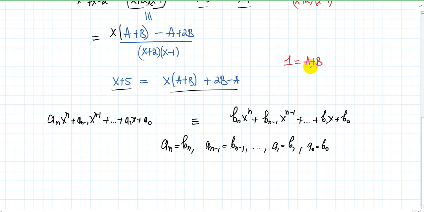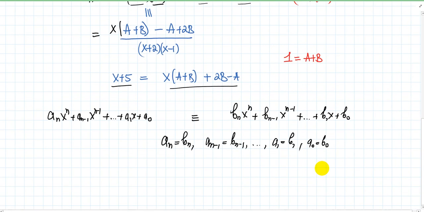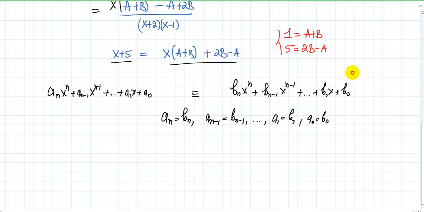What is the free coefficient on the left-hand side? It's 5. And what is the free coefficient on the right-hand side? 2b minus a. I'm calling the free coefficient the constant which doesn't multiply any power of x, or which is multiplied by x to the power of 0. Okay? So I've got a system of two equations and two unknowns, and by solving this, I can find a and b. Okay? So let me do this.